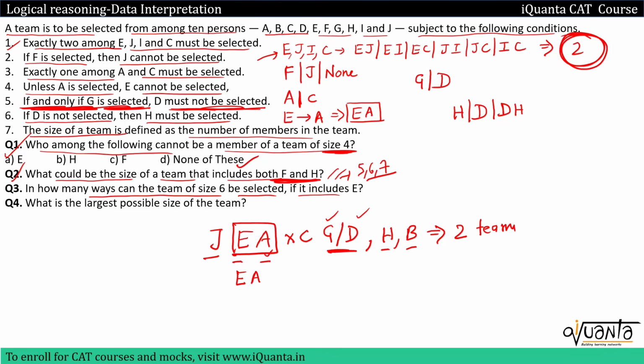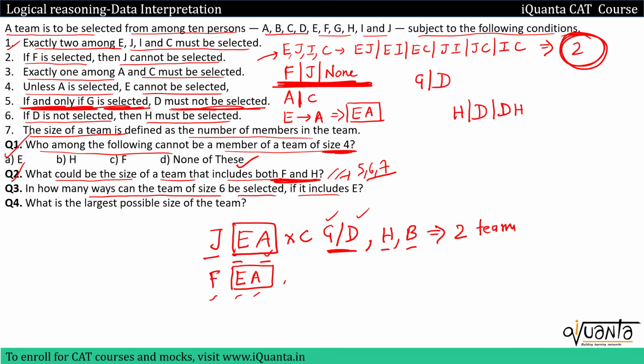Let me again form a team having E. So EA will definitely be there. In the case earlier I included J. Now let me include F in the team because only 1 out of F or J can be there according to this condition. So I have selected 1, 2, 3. I need to select 3 more.